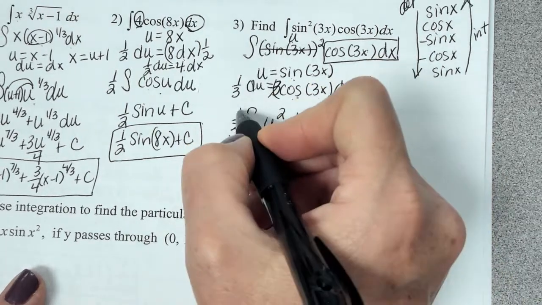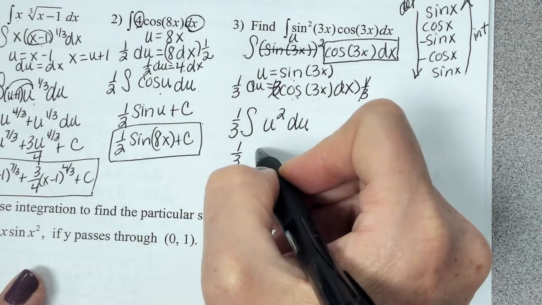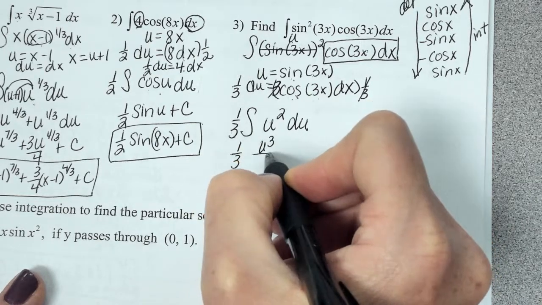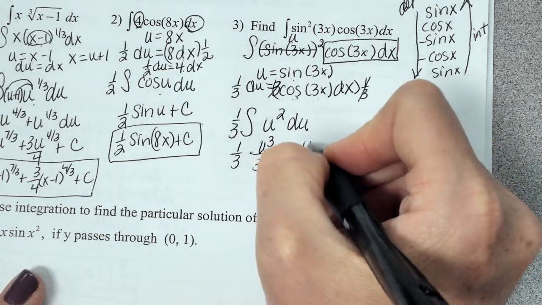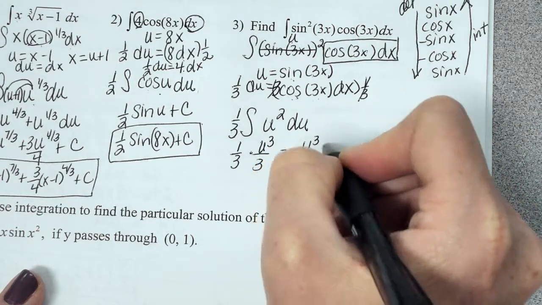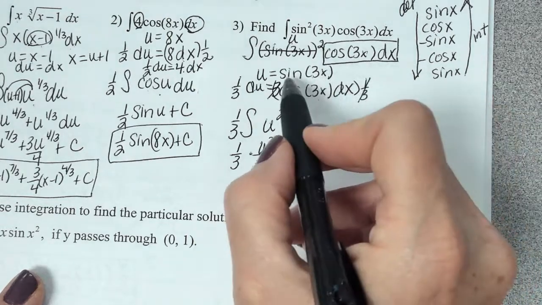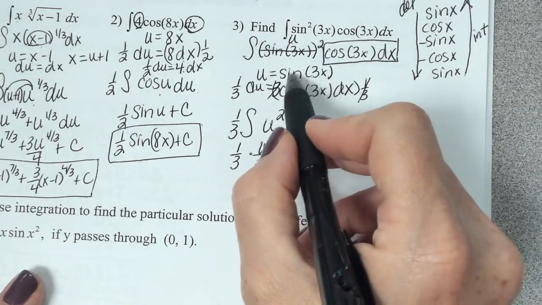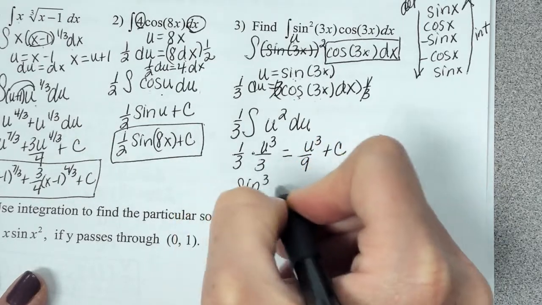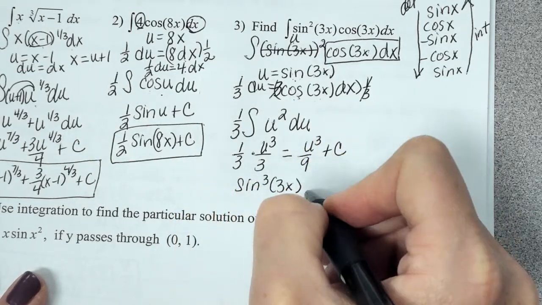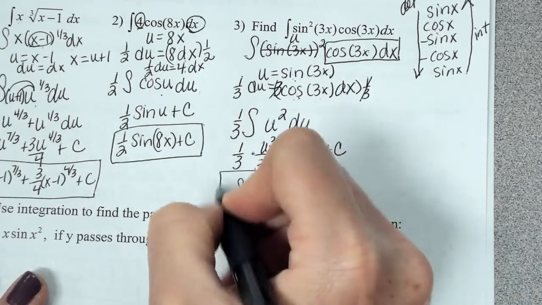So now to integrate, I carry down my 1/3. I just add 1 to this, and I have to divide by that. So that's going to give us u to the 3rd over 9 plus c. And then we just have to go back and say, okay, what was u? Well, it was sine of 3x. So it's going to be sine cubed of 3x over 9 plus c.